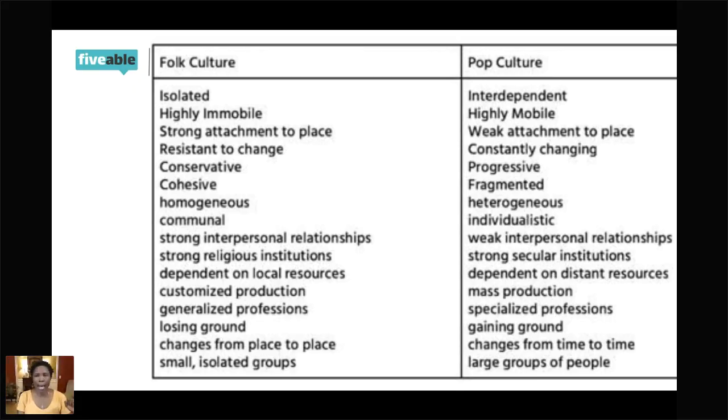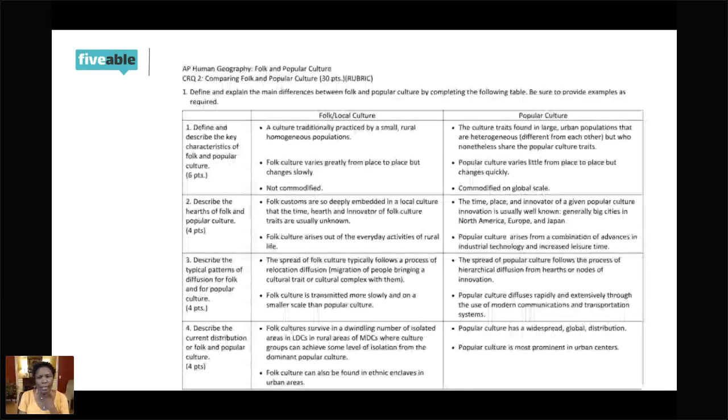I loved this. I'm not going to go into detail, but I thought that this graph really did a good job of breaking down each of the standards for AP and really putting it into categories. So, for folk cultures, a cultural tradition is practiced by a small rural homogeneous group. Popular culture has cultural traits found in large urban populations that are heterogeneous. So this is a really good one to take a look at, and I would love for you to go back. And I made sure that I included the links on the side. So if you're a Plus member, you'll be able to go back, access my slide, and find where I got these sources from.